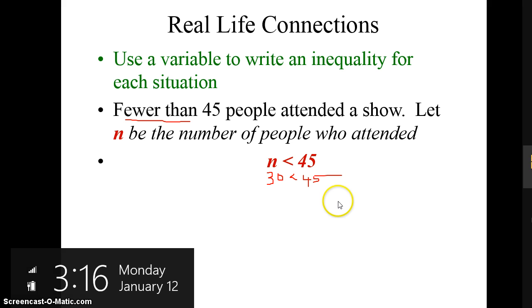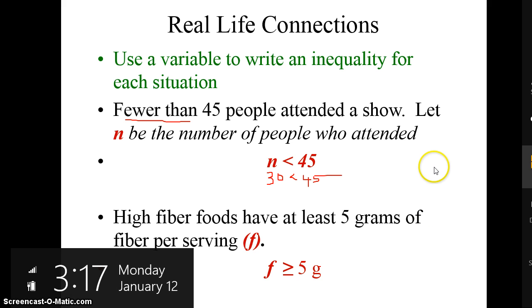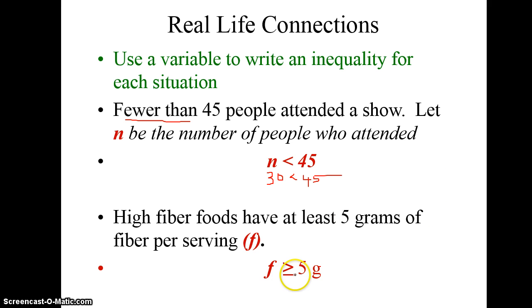Let's try the next one. Let's say I want high fiber foods, and I have at least 5 grams per serving. Then F would represent the fiber per serving, and since it's at least 5 grams, F would be greater than or equal to 5 grams. Since I want it to have at least 5, maybe it has 20 grams, maybe just 6 grams or 7 grams or 9 grams, then F would represent any number that's greater than or possibly equal to 5.